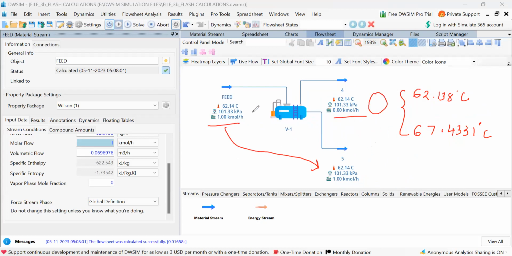Similarly, you can find this is known as the bubble point. At bubble point, this entire equipment is operating at the bubble point. If the entire feed goes to the vapor, that means the entire flash operation is taking place at the dew point. Okay, good. Now we'll go to the next one and see.